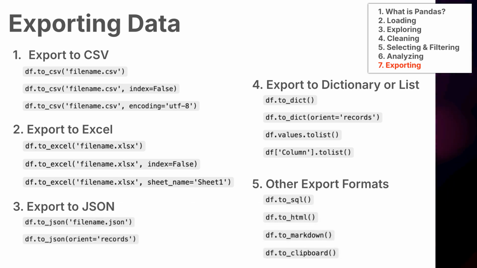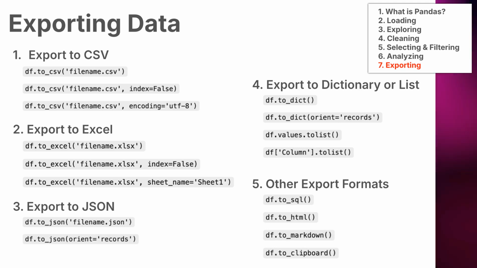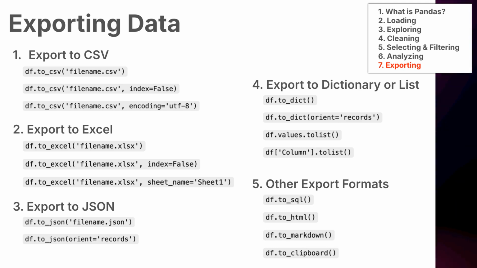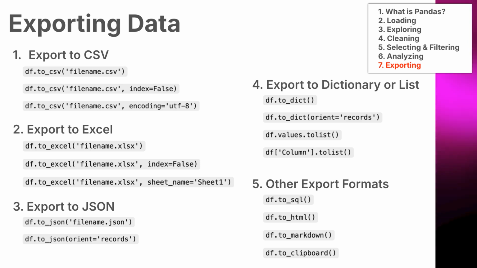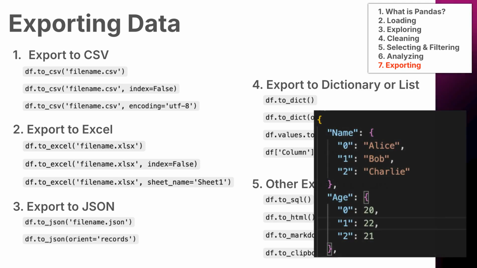Next, export to Excel. This is useful when you want to work with your data in Microsoft Excel or send it to someone who prefers spreadsheets. Next, export to JSON. This is used for web apps, APIs, or saving data in a structured text format. JSON is very popular in web development.